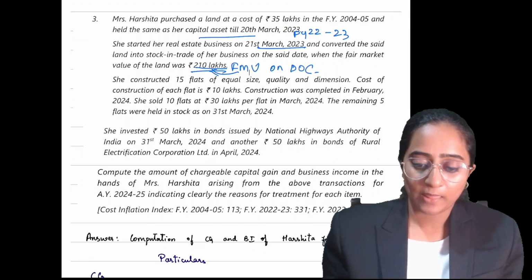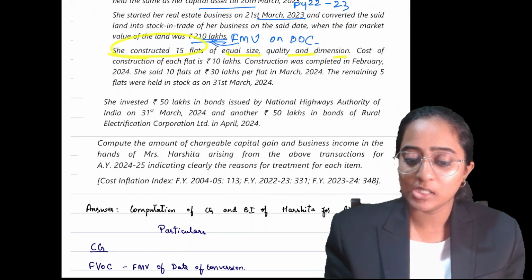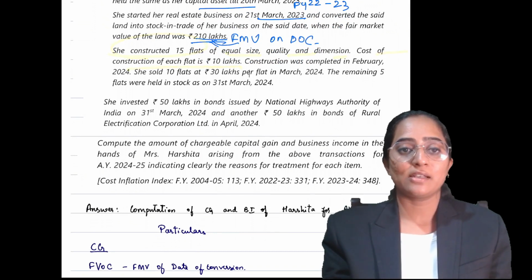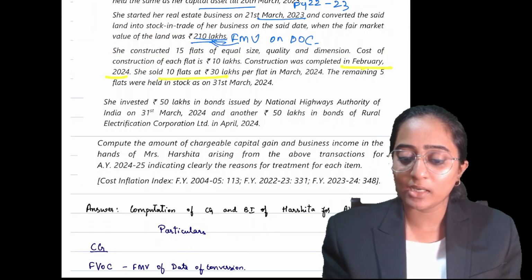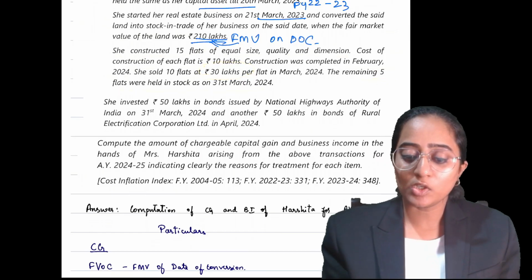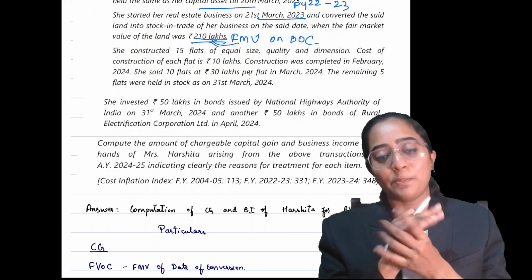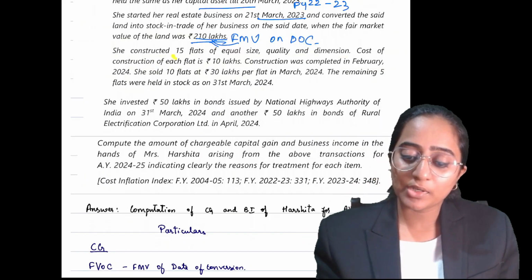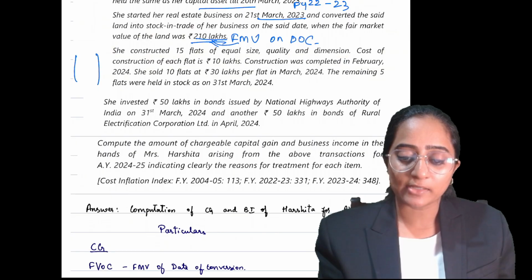Remember this point. She constructed 15 flats of equal size, quality, dimensions. Cost of the construction of each flat is 10 lakh. Construction was completed in February 24. She sold 10 flats for 30 lakh. The remaining 5 flats were held as stock. She constructed total, whatever the plots, whatever the area she converted from capital asset into stock in trade, she converted 15 flats of equal size. That is, she constructed 15 flats.